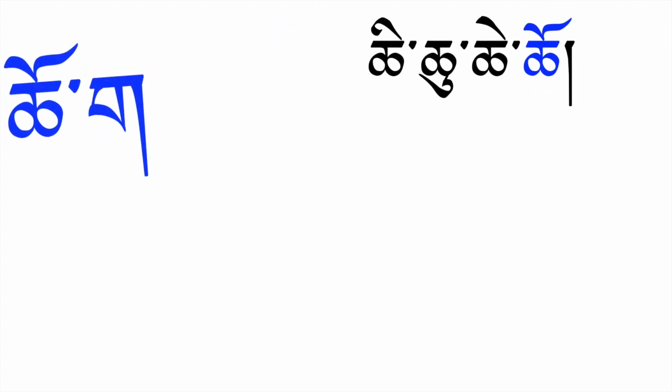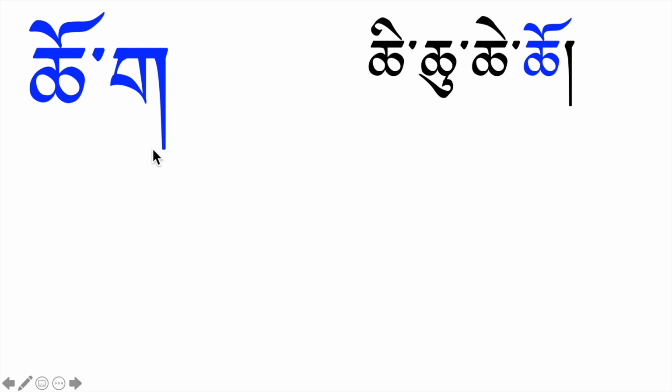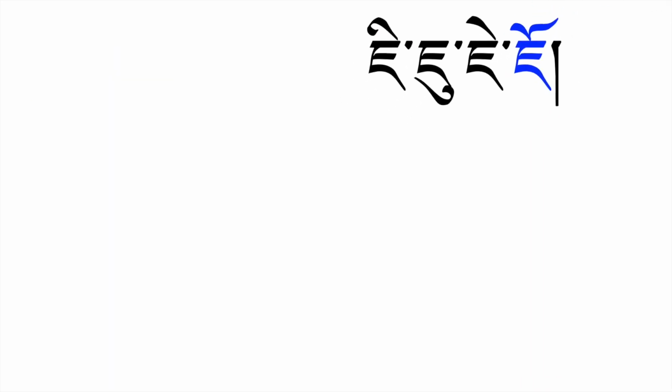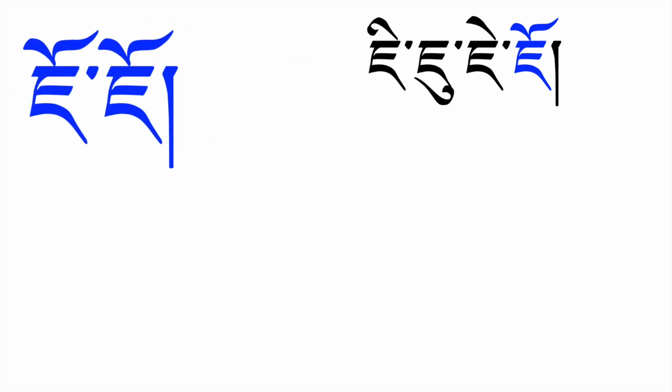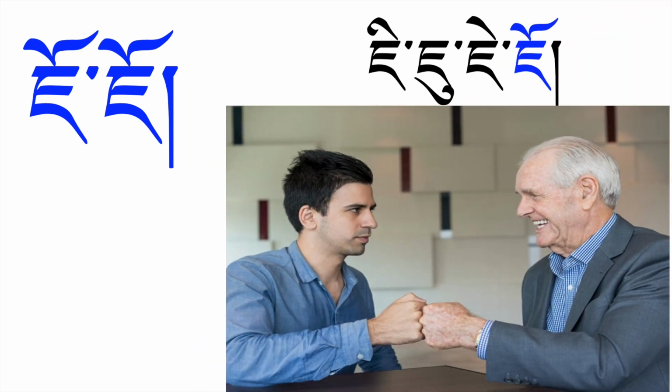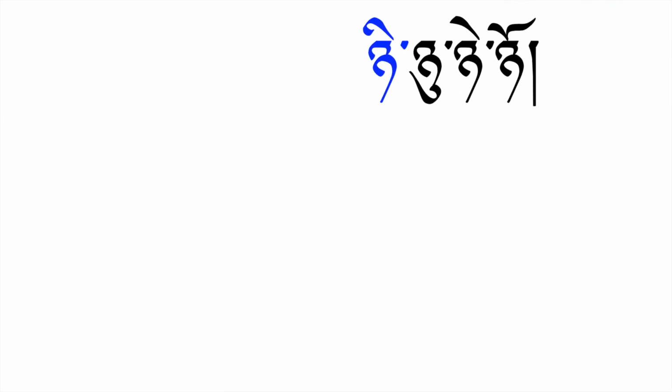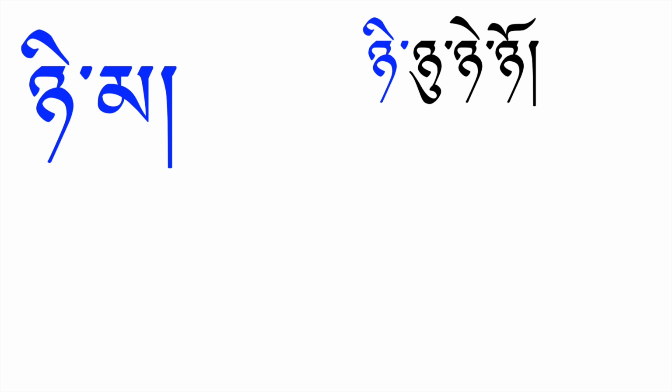So now what is the meaning of cha naru cho and ga? Cho ga. The meaning is, here you can see, doing puja or ritual. Cho ga. So here you can see cha naru cho, jojo. So what is the meaning of jojo? It is older than you, for male. It's like older brother, called jojo.